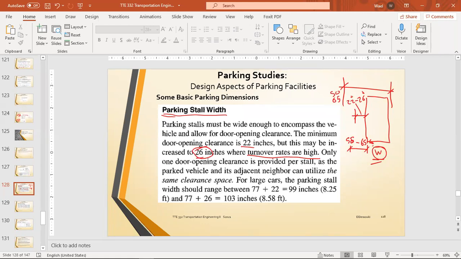Only one door opening clearance is provided per stall. You make one opening clearance here and that's it. You don't take it on the other side, because on the other side there is another car and it will also leave a door clearance. So passengers here can step out from here easily, and so on.